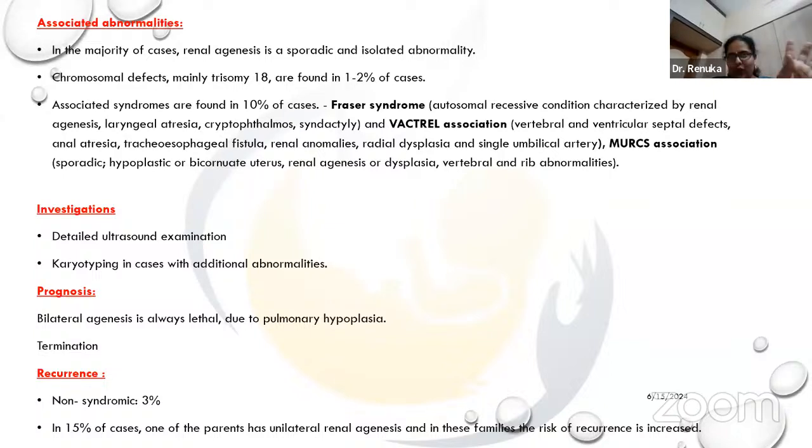If there is no abnormality, then the recurrence risk is very negligible. But if you see an abnormality in any one of the parents, then the risk increases by 10 to 15%. It applies for almost most of the renal diseases.